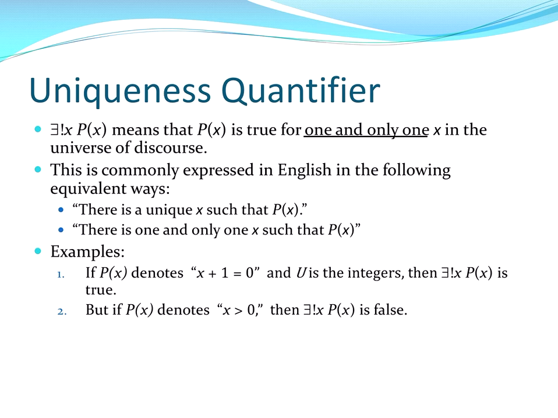So for this first example, if p of x is x plus 1 equals 0, using the integers, then there exists one and only one x for which p of x is true, and that value would be x equals -1. It's the basis of algebra. But if p of x denotes x is greater than 0, then there exists one and only one x for which p of x is false, because several integers are greater than 0.